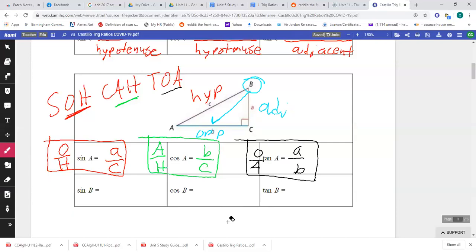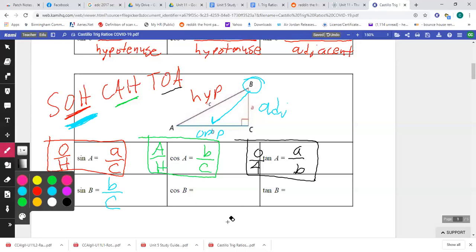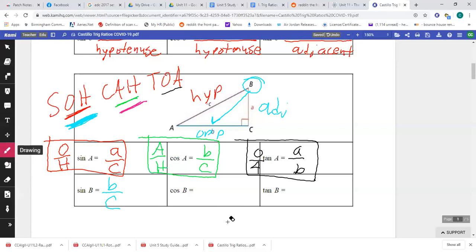So once again here, sine of B. If I'm using my Sohcahtoa, sine is opposite over hypotenuse. So this time my opposite is B, and my hypotenuse is C. Okay. Cosine is adjacent over hypotenuse, right? And so if I'm looking at angle B, my adjacent is A, and my hypotenuse is C.